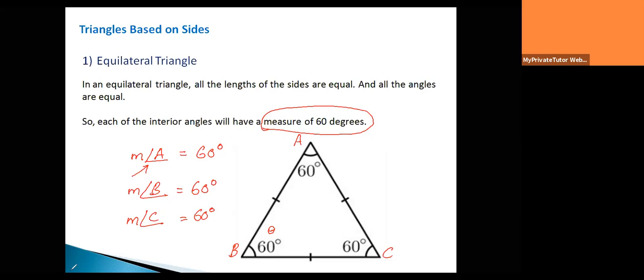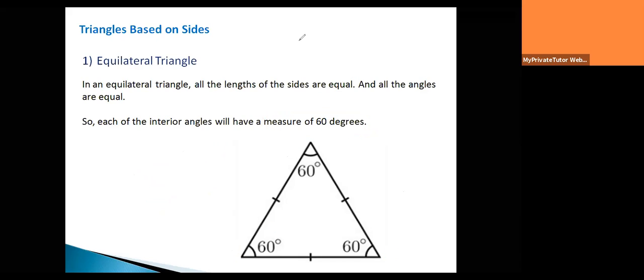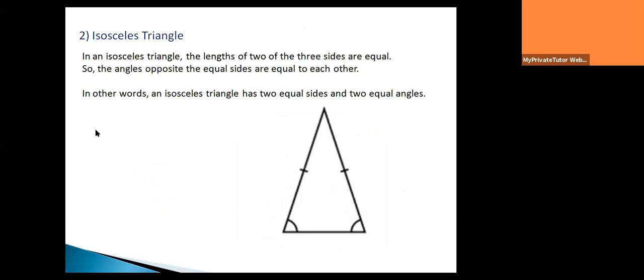See, in the same triangle, it's not possible. If you're talking about all three angles, all three sides, it's not possible. But for two angles or two sides, if two angles are equal or two sides are equal, then it is possible, Sultan. So what I mean to say, let's go to the next type. Just a second. Here it is, guys.